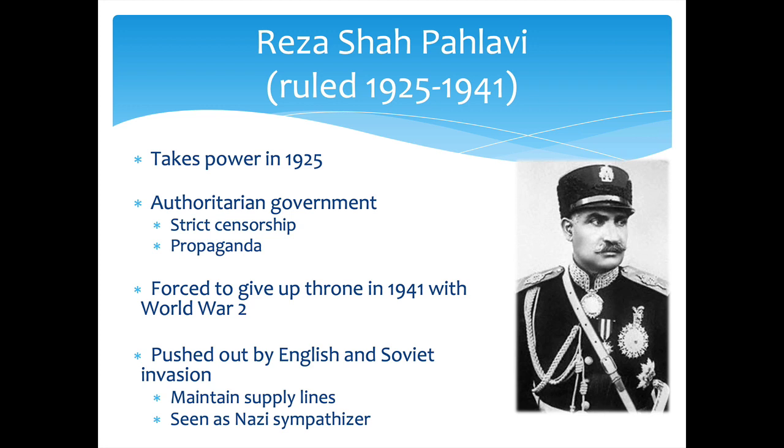As World War II was getting more and more intense, around 1941, he was forced to give up the throne, and he was replaced by his son. Reza Shah was pushed out of the leadership role because the English and the Soviets invaded. The English and Soviets, who were allies during World War II, were nervous about maintaining supply lines, since Iran has a large stockpile of oil within it, and also it helps connect the Arabian Sea to some of the Soviet oil fields. They were very nervous about having a Nazi sympathizer in charge of Iran. So he was pushed out.